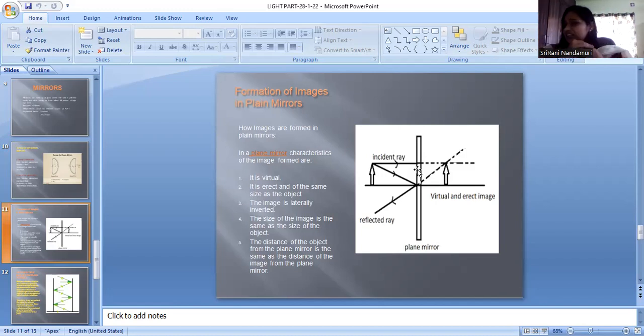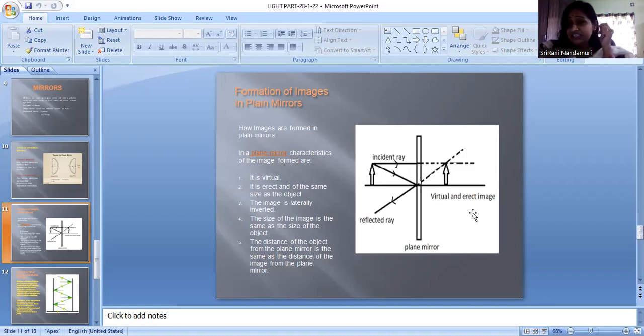Let us discuss further in the next class. Here, in a plane mirror, how is the image formed? Remember, children, the image is always formed where all the rays come and meet at a particular point. That particular point is where the image forms.